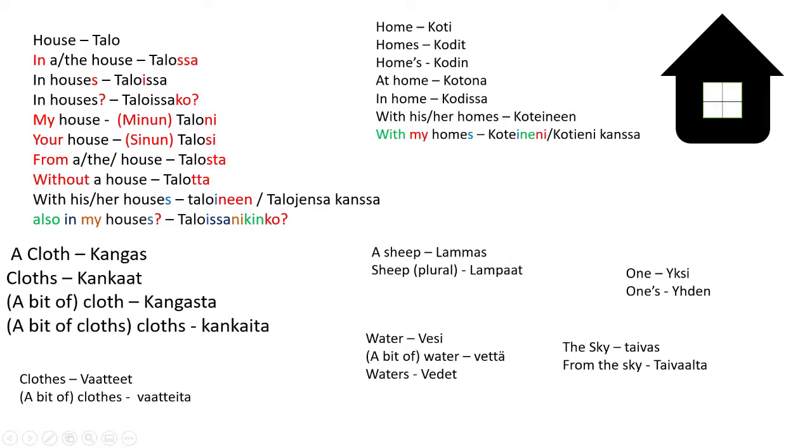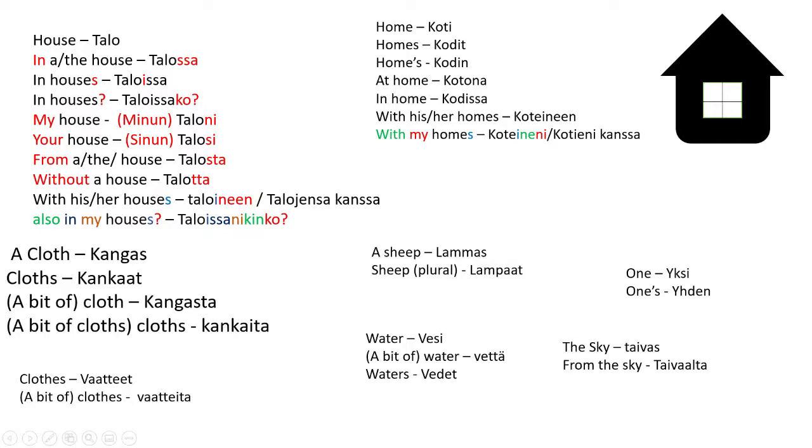In houses, taloissa. In houses, taloissako. My house, minun taloni, your house, sinun taloni. As you can see, the words minun and sinun are optional because the letters at the end of the word already give away whose house it is, so you can say them, but you don't have to. From a house, talosta. Without a house, talotta. With his houses, taloineen, or with her houses, same thing, because there are no genders.